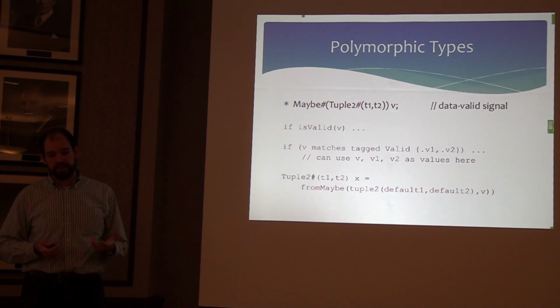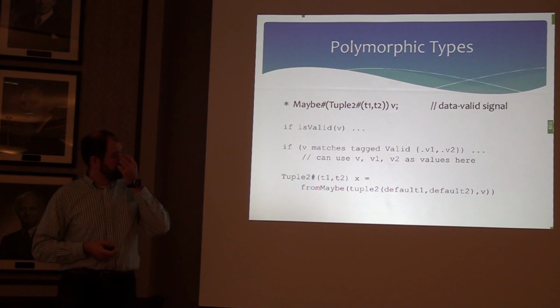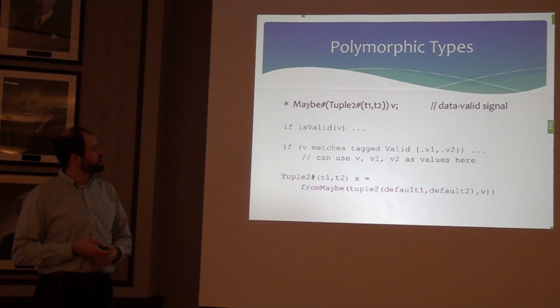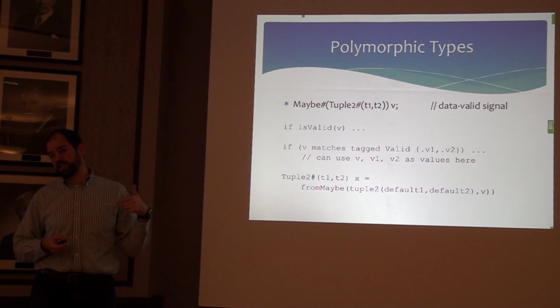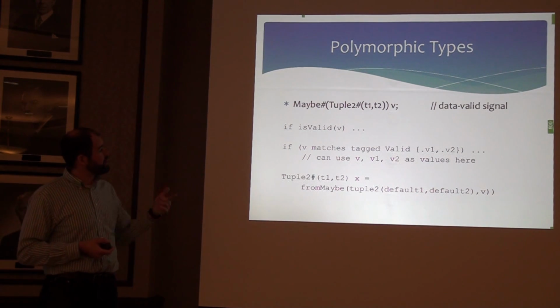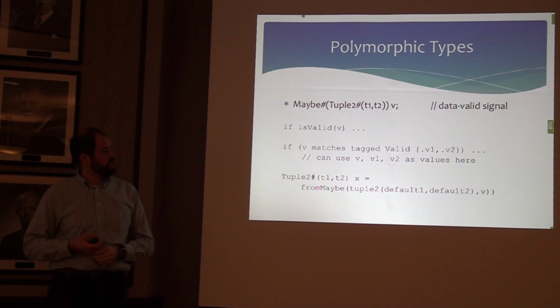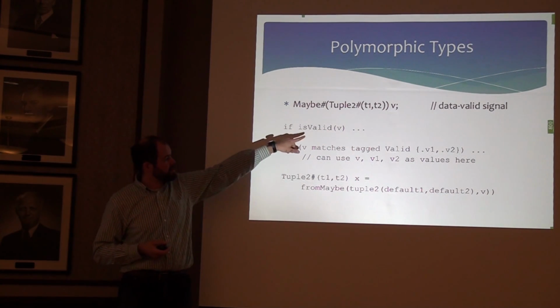So there's a lot of safety to that. You can do some neat stuff too, like polymorphic types. You can actually have types that take a type argument. So there's a type called Maybe, which has a data valid signal. This Maybe takes a tuple of two different types, T1 and T2, and returns it as a method. So you can check isValid v.